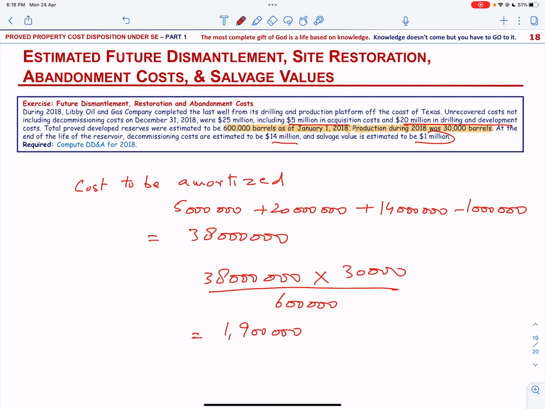So this completes the first video on proved property cost disposition under successful efforts method, where we talked about cost disposition through amortization. We explained how to calculate DD&A. We explained how to calculate DD&A when oil and gas reserves are produced jointly and on a field-wide basis. And finally, we explained how to calculate estimated future dismantlement, site restoration, abandonment cost, and salvage values.